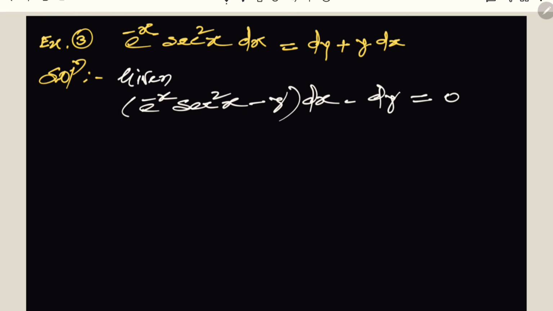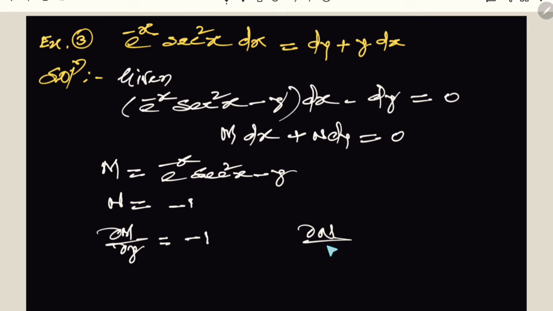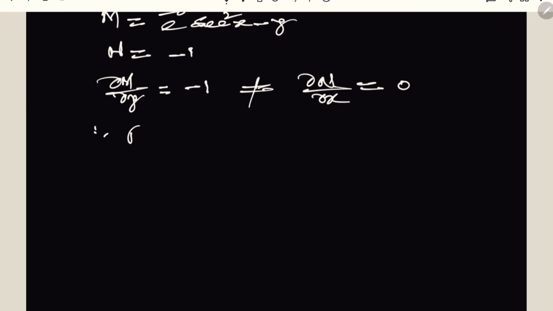Transferring it to the left, we get minus dy equal to 0, in the form of M dx plus N dy. Comparing these two equations, we get the value of M as the coefficient of dx, e raised to minus x secant square x minus y, and N as minus 1. Differentiating M partially with respect to y, we get minus 1, and the derivative of N with respect to x is 0. These two values are not equal, and therefore the equation is not exact.